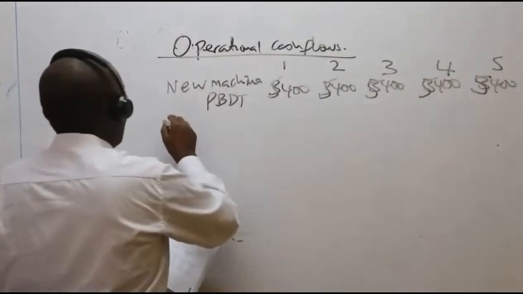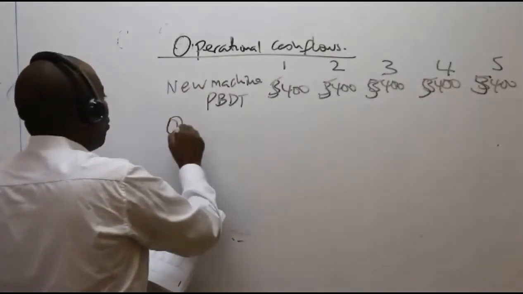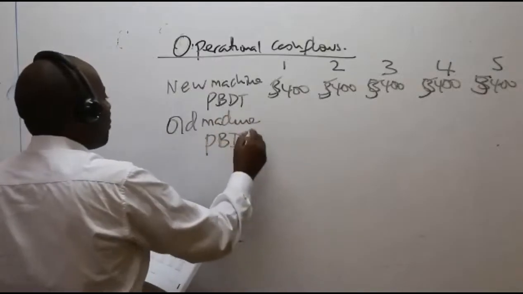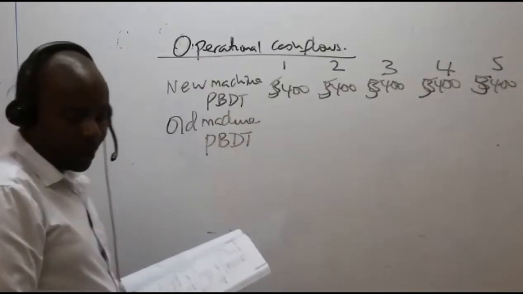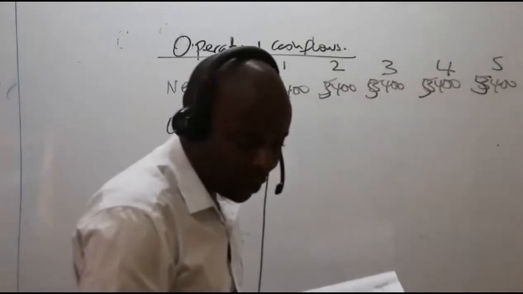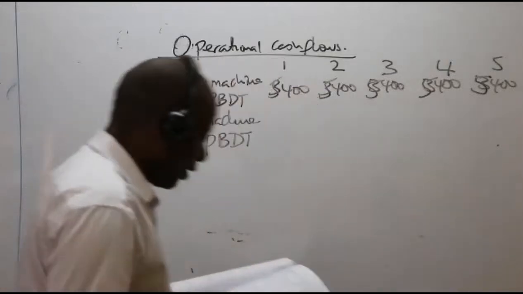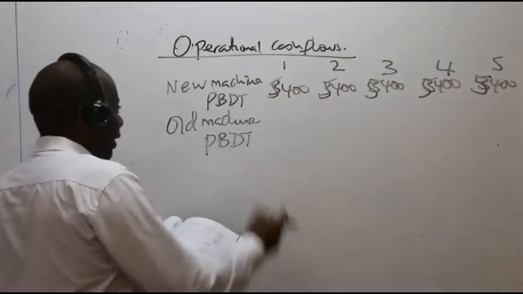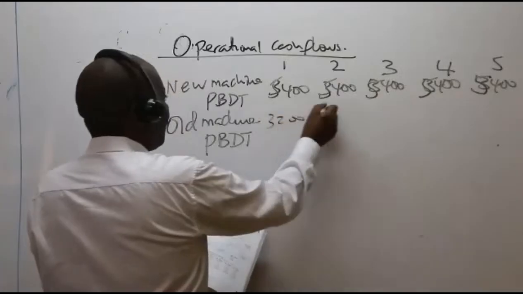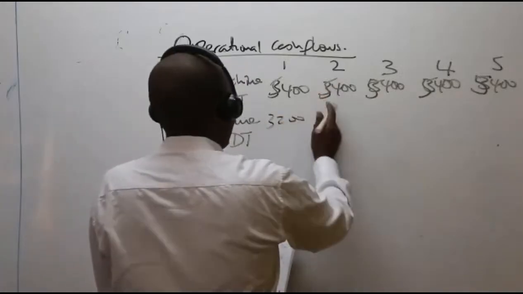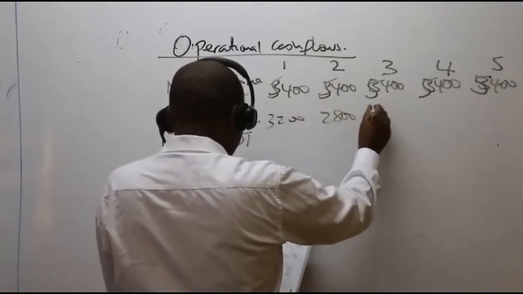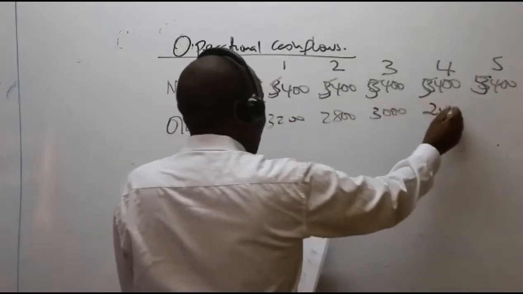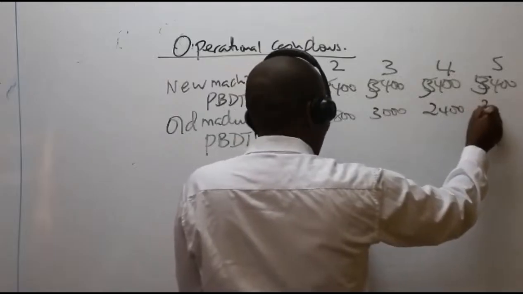So, ladies and gentlemen, come here and give us the old machine, the profit before depreciation and tax. What figures do we have? So I can see them vividly. The first year, we have got 3,200. Then 2,800. The other one is 3,000. We have 2,400. We have 2,000.